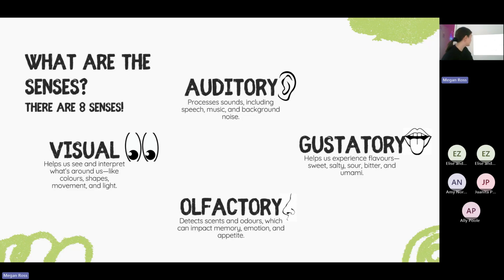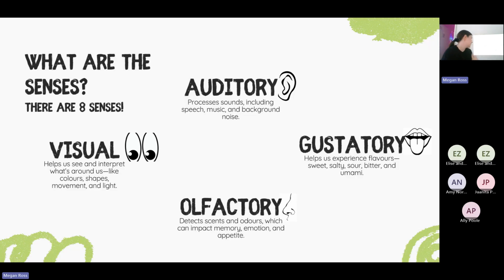So we have auditory, which is things we can hear, the sound, so processing sounds, including speech, music, background noise, things we can hear pretty much. Visual, so things we can see, our sight. It helps us see and interpret what's around us, like colors and shapes and movement, light, anything we can see. Gustatory, which helps us experience flavors: sweet, salty, sour, bitter, umami. So that's that taste sense.